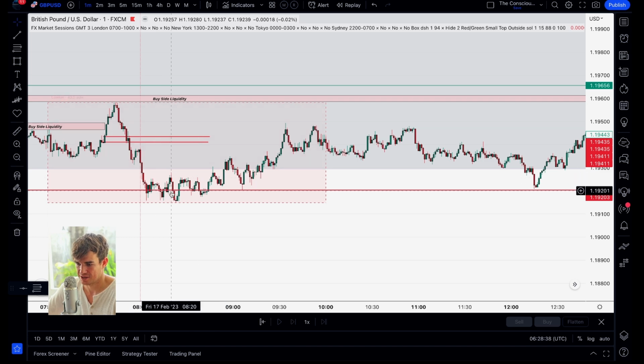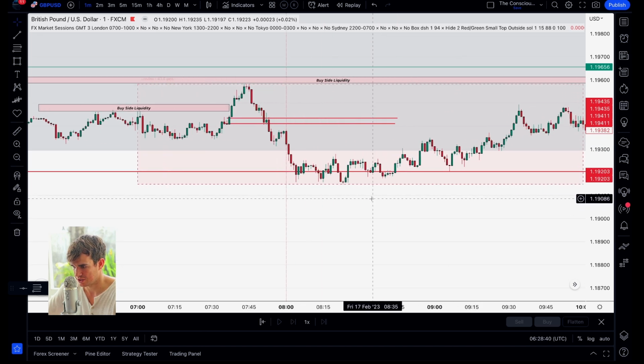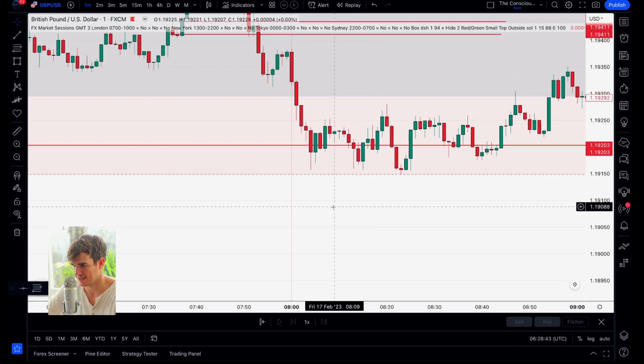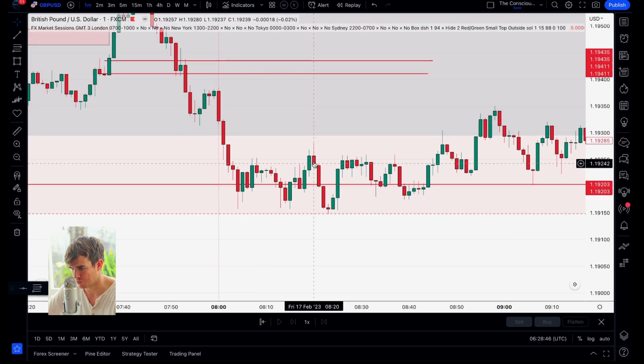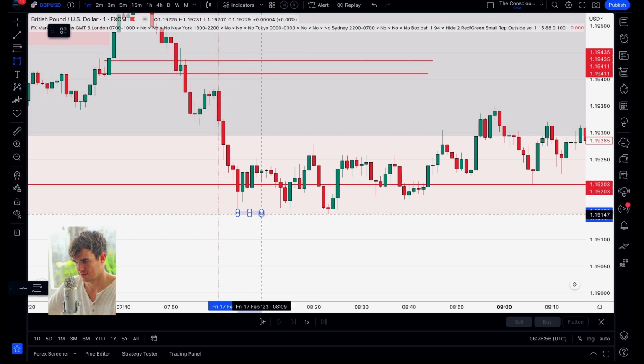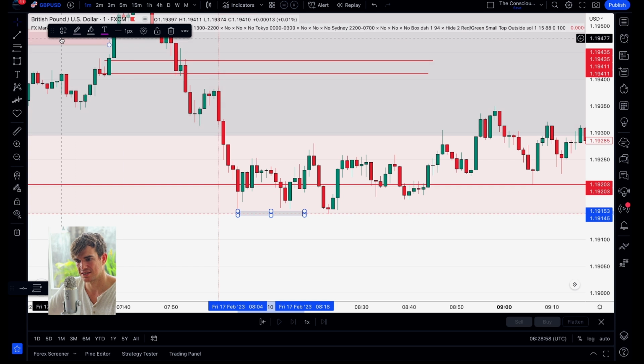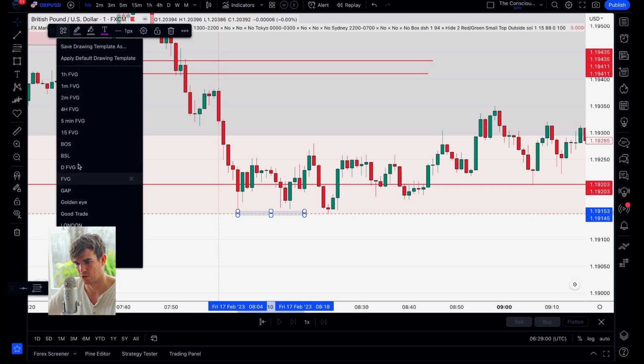But the price consolidated and it gave me opportunities to get in. And we're going to see that here. Price consolidated, broke higher. Okay. Came back down, took out the liquidity below this, which is your sell side liquidity. This is intermediate sell side liquidity because we're on the 1 minute.